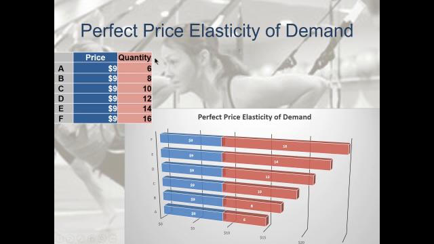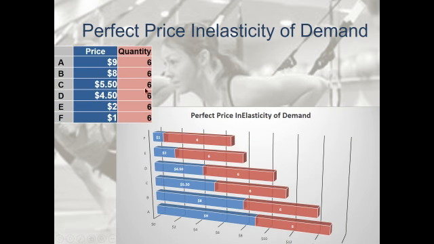So, elasticity of demand, perfect elasticity. If the price does not move, from $9 it doesn't move, but the quantity, $6 to 16, as you can see on the graph here, does move. The product is perfectly elastic. Vice versa, if the price goes from $9 to $1, or from $1 to $9, and the quantity does not move, then the product is perfectly inelastic.